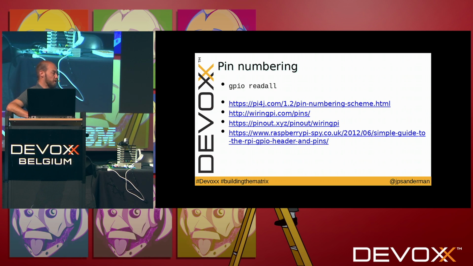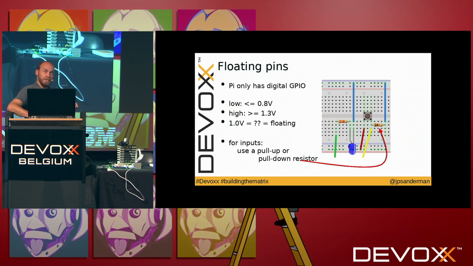Now, if you want to read more about pin numbering, you can visit any of these links as more background information. Now, as I said, an Arduino has analog pins, and a Raspberry Pi only has digital ones. And the Raspberry Pi uses the voltage on the input pin to determine if its value is high or low. Now, if the voltage is lower than 0.8 volt, it's low. If it's higher than 1.3 volt, it's considered a high input signal. But what if the voltage is somewhere in between? Well, in that case, it's undefined if the Raspberry Pi will see it as a high or low signal.